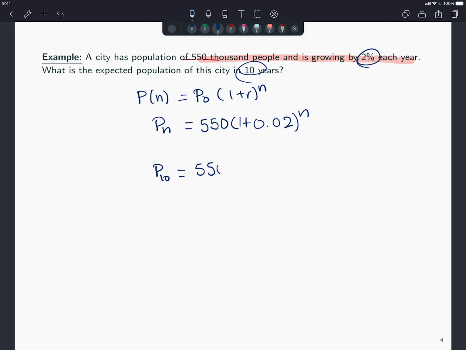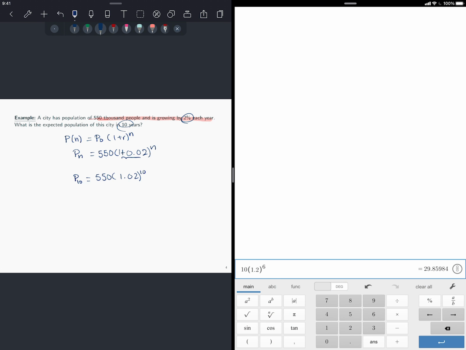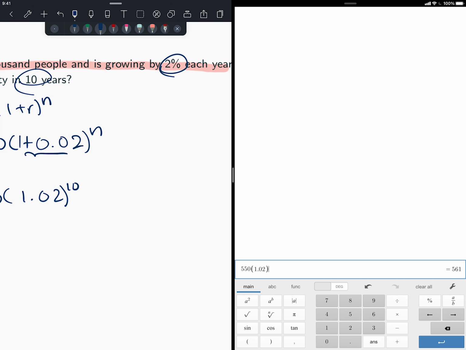So it'd be 550 times, I could put this in one number, of course, it's 1.02 to the power of 10. So you need a calculator for this. I use the Desmos Scientific Calculator. And I can write 550, parentheses, I can type it exactly as it is, 1.02, close the parentheses, then use the second button in this row, the one that says a to the b, to get an exponent, and then type a 10 up there.